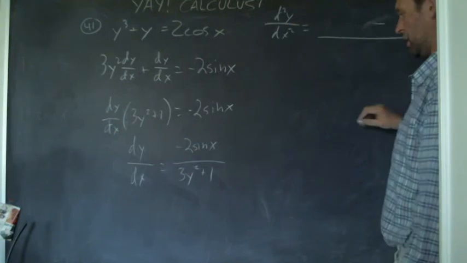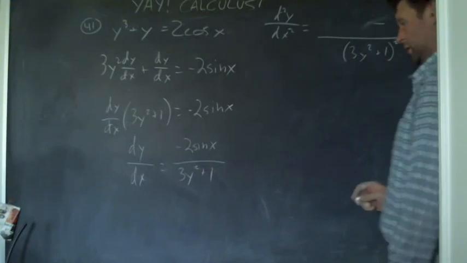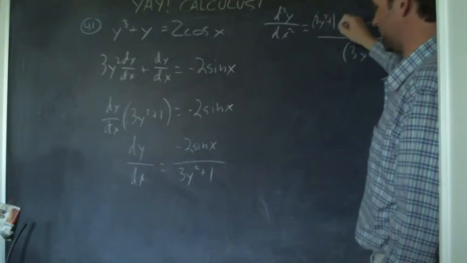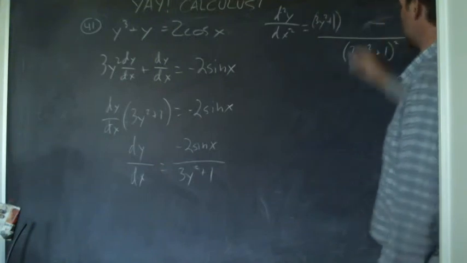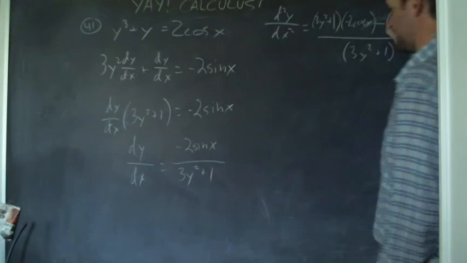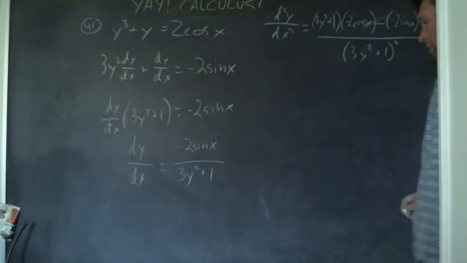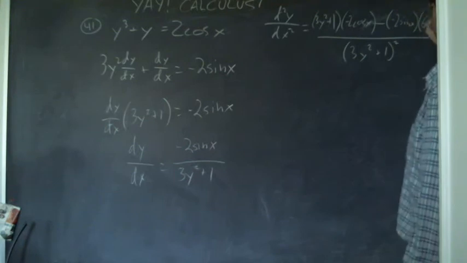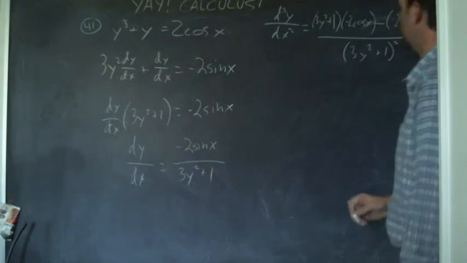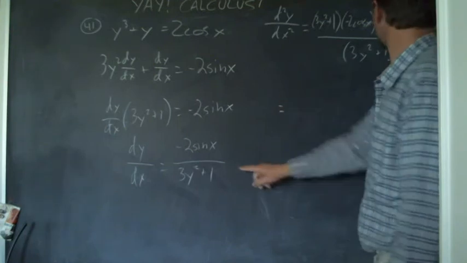Probably need a little bit more space. So the bottom will be 3y squared plus 1, quantity squared. Then bottom times derivative of top: 3y squared plus 1 times the derivative of negative 2 sine x, which would just be negative 2 cosine of x. Then top times derivative of bottom: negative 2 sine of x, and the derivative of 3y squared plus 1 is going to be 6y dy/dx. So all we need to do is put in for this dy/dx this here.